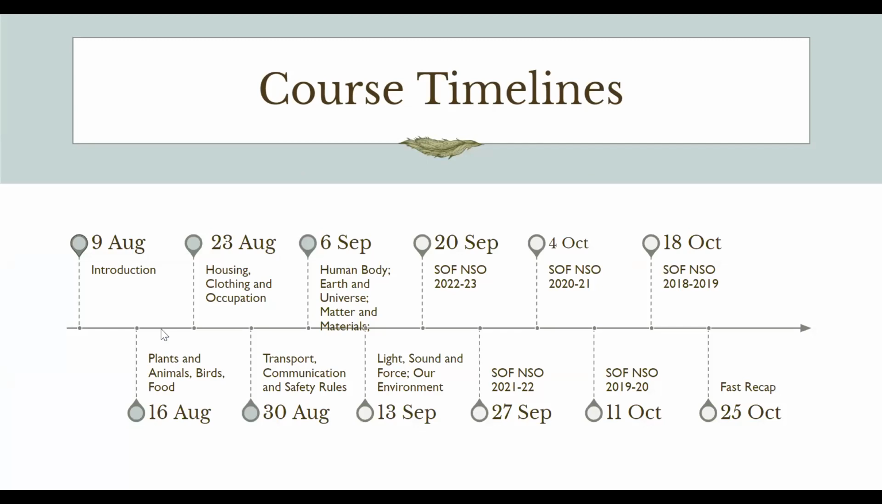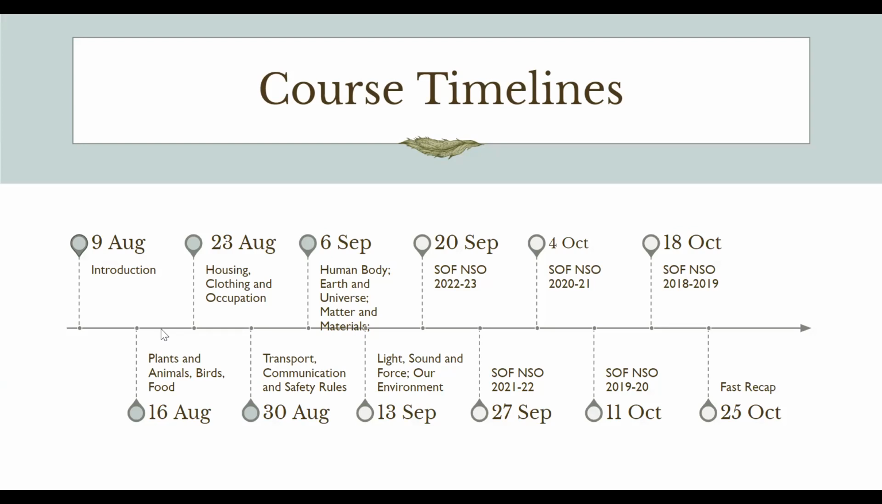Now, what are the course timelines? Today is the introduction, 9th of August. Then we have the first chapter, plants, animals, birds, and food. We will be covering it on 16th of August. On 23rd of August, we will be doing housing, clothing, and occupation.